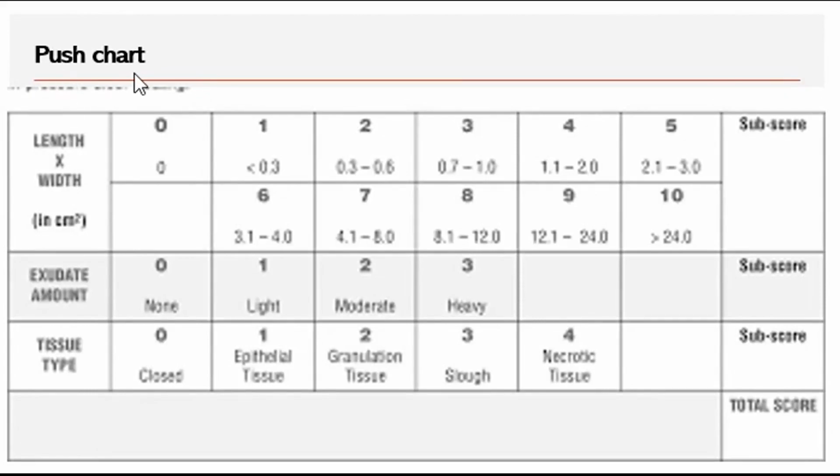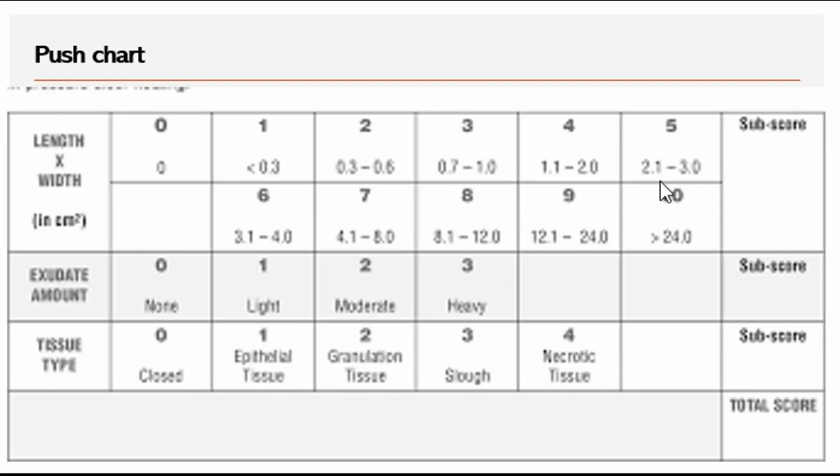This is the PUSH chart. The first parameter is length times width. For that, the score is 0 to 10. Okay, 0, 1, 2, 3, 4, 5, 6, 7, 8, 9, 10. The measurement is given accordingly in centimeters. So above 24 means it will be 10, and between 12 and 24 means it will be 9. So accordingly it is written here. You can go through this chart.